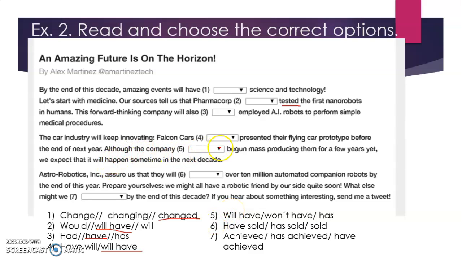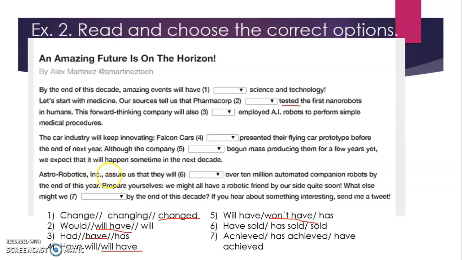Although company began mass producing them for a few years yet, we expect that it will happen sometime in the next decade. Okay, so here we have the subject, and also we have the verb in the past participle form. So here, according to the context, the correct option is won't have. Okay, so let's continue with number 6.